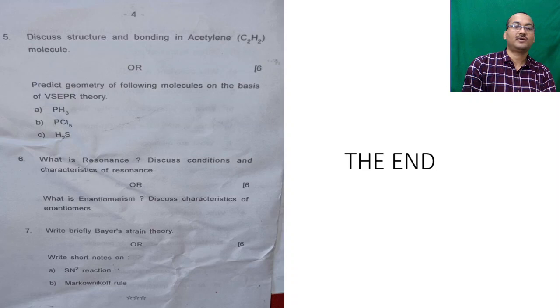Next question, what is resonance? Discuss the conditions and characteristics of resonance. What is enantiomerism? Discuss the characteristics of enantiomers. Write briefly Baeyer strain theory and write notes on SN2 reaction and Markovnikov's rule. So this is all about the GE paper for chemistry students.